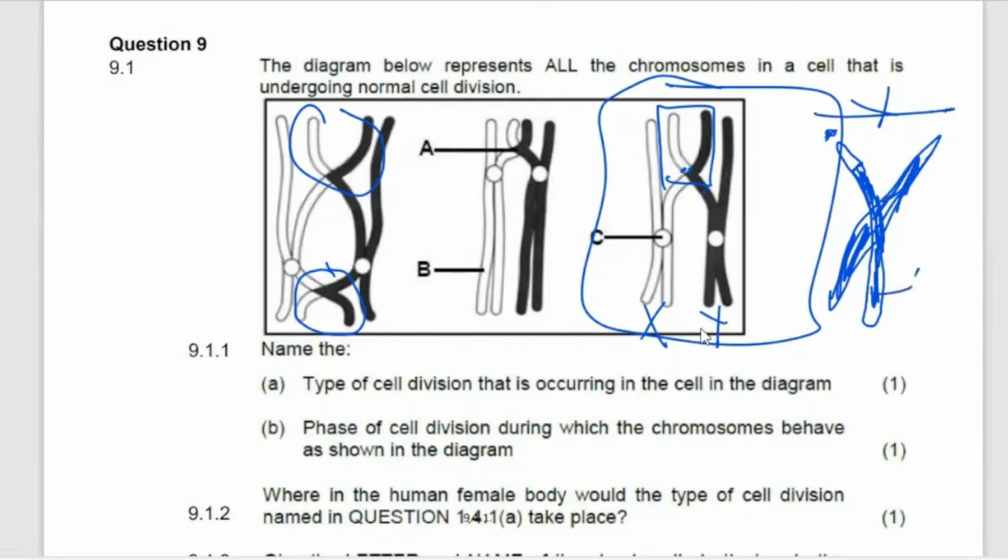And then don't forget to label. Even if they have not asked you to label, label. At least have 2 labels, because in most cases when they ask you to label, they say at least 2 points. If you have labeled at least 2 points, then you get those marks. Please don't forget to label.